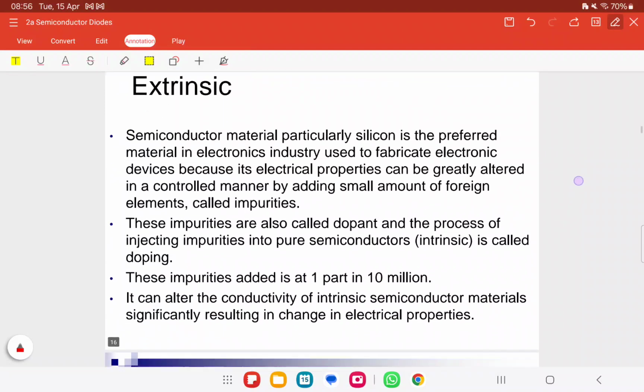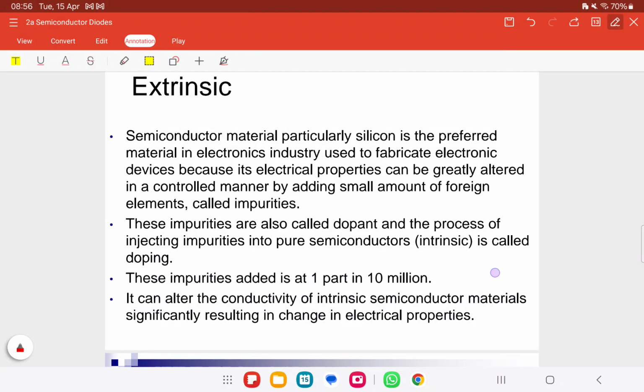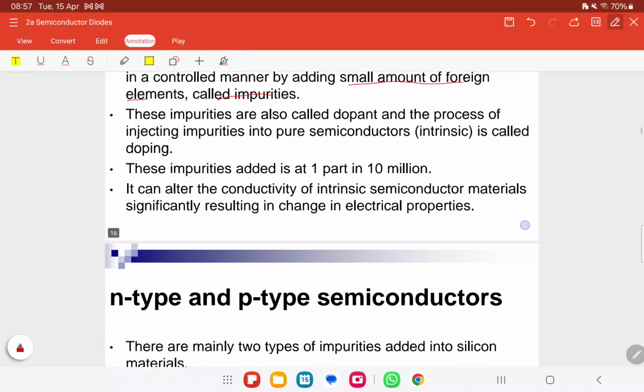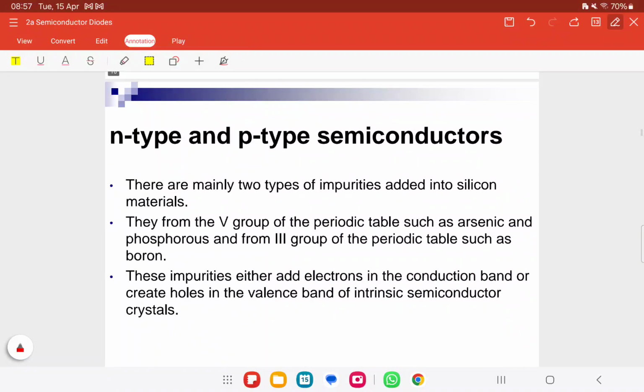And here is the explanation of the extrinsic. You guys boleh baca in here. Adding a small amount of foreign element called impurities, because we can alter the electrical properties. That is our purpose lah. We want to alter the electrical properties. So now we are in the process of doping. In the doping process, we want to create the extrinsic. From there we can get p-type and n-type semiconductors.